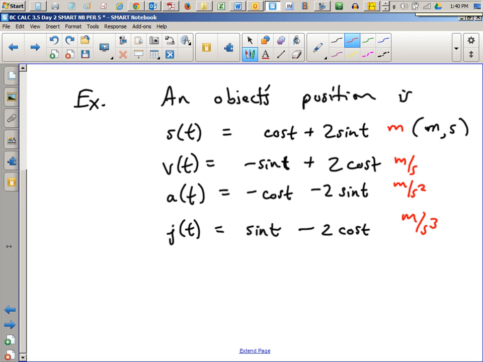But one of the questions might be simply, what are the velocity, acceleration, and jerk functions? So we just answered some of your homework style questions right there. Now they might give you a time. And only a mathematician would do this, I guess.